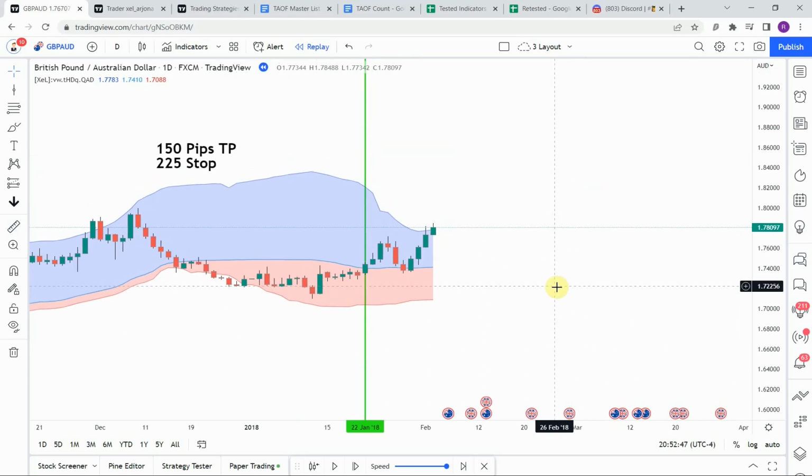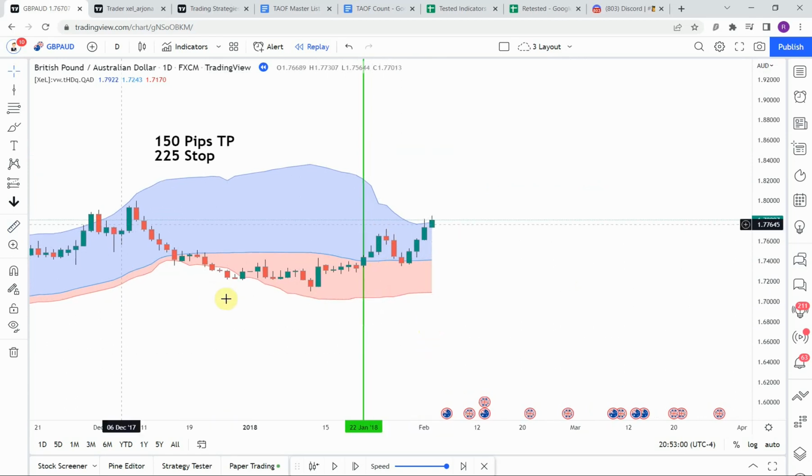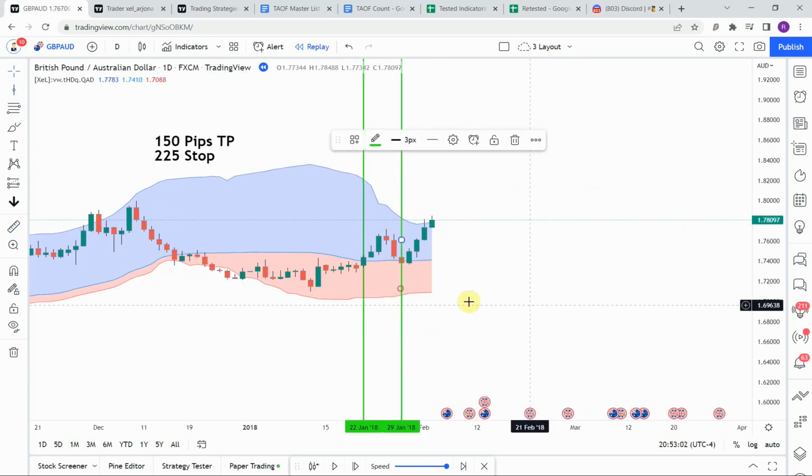All right, so the first signal that we pick up is a long signal. You can see that right here as we get our break to the upside into this blue section. And then we get a nice push to the upside there, which does come up and get us to our take profit. Looks like we do come down though right here, and we break down and close into the red zone there.